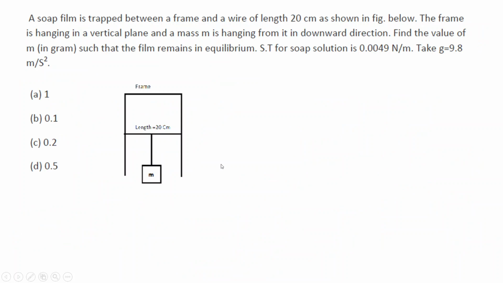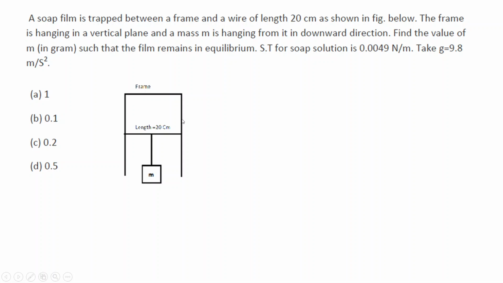So this question is actually based on surface tension, but it was part of last year's assignment sheet, so I am solving this as well. The question is, a soap film is trapped between a frame and a wire of length 20 centimeter as shown in the diagram here. The frame is hanging in a vertical plane and a mass is hanging from it. So this frame is standing or hanging vertically, where the mass m is hanging from it in downward direction. Find the value of this mass in gram such that the film remains in equilibrium.